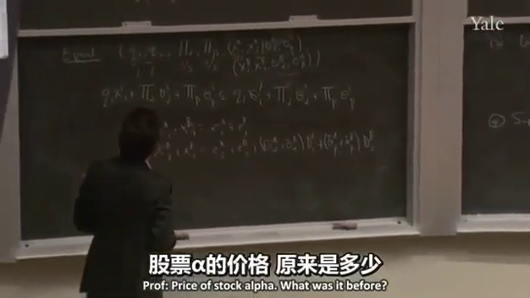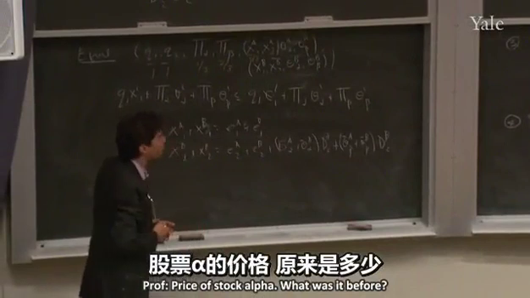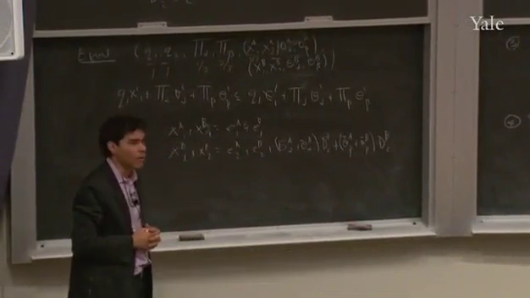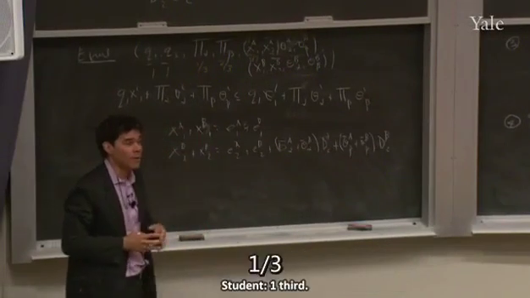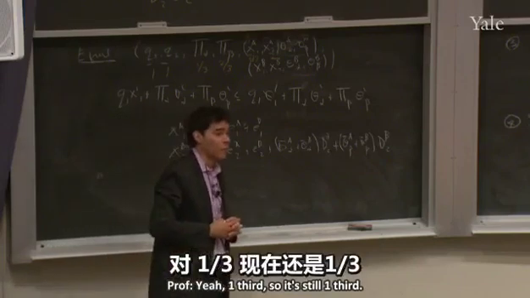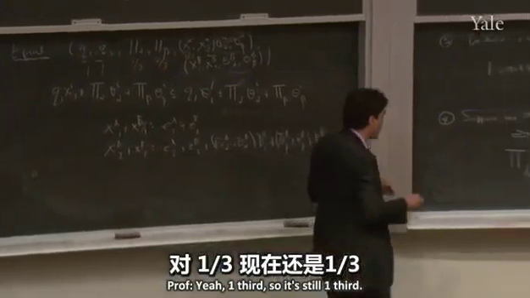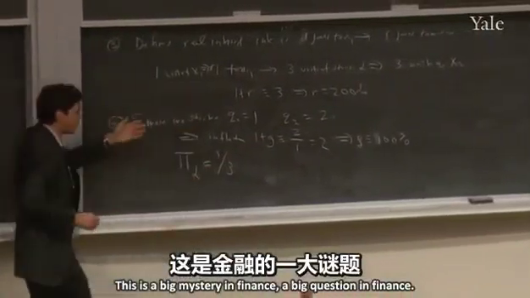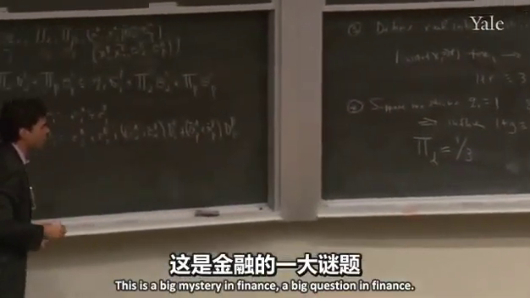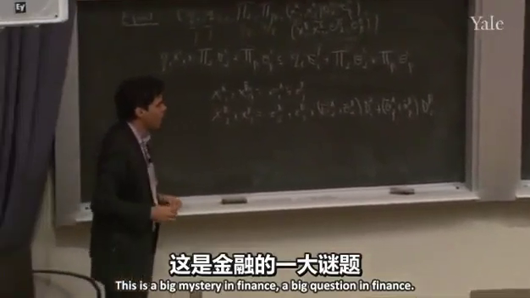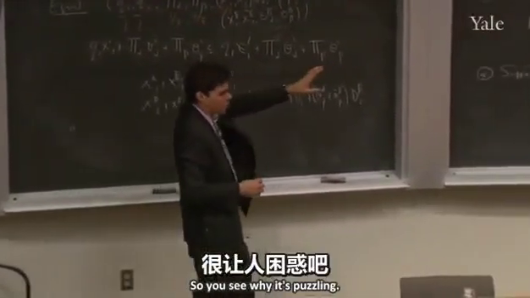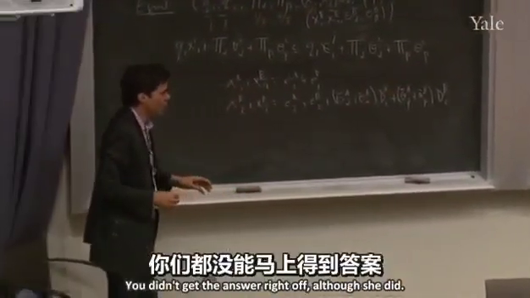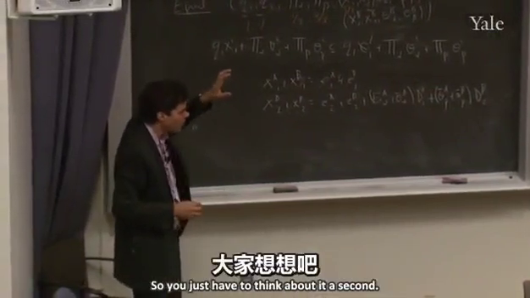Price of stock alpha. What was it before? One third. So it's still 1/3. Okay, so this is a big mystery, a big question in finance. And now, you see why it's puzzling. You didn't get the answer right off, although she did. But you just have to think about it a second.